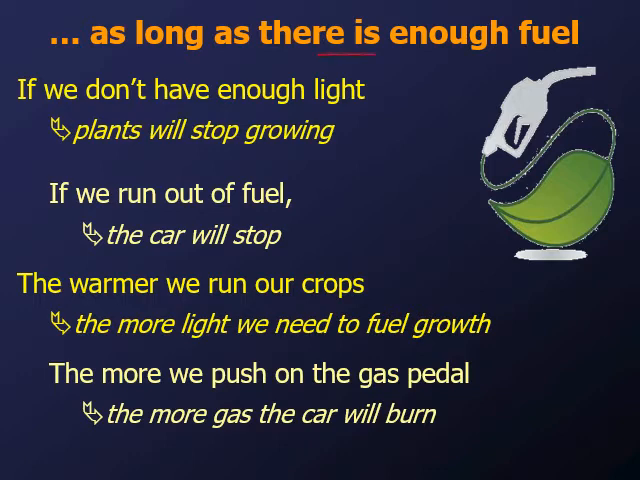As long as there is enough fuel, right? If we don't have enough light, we can't make enough sugars, we can't take advantage of a warmer crop situation. So if you're pushing the gas pedal, make sure you've got enough light on your crop so that there's enough fuel that you can actually take advantage of that temperature. Otherwise, you're running your boilers for no reason and your business will suffer.